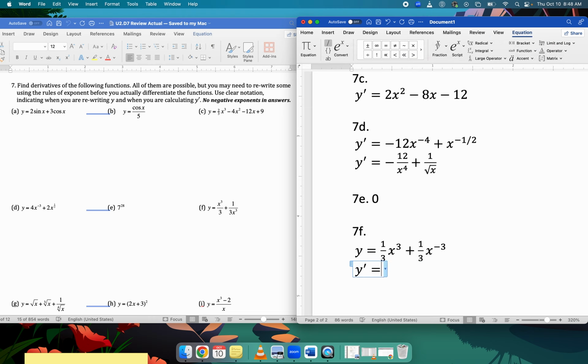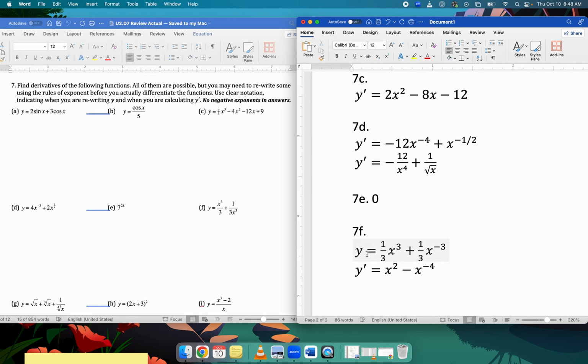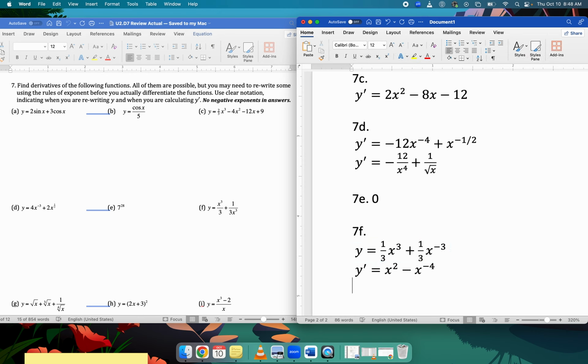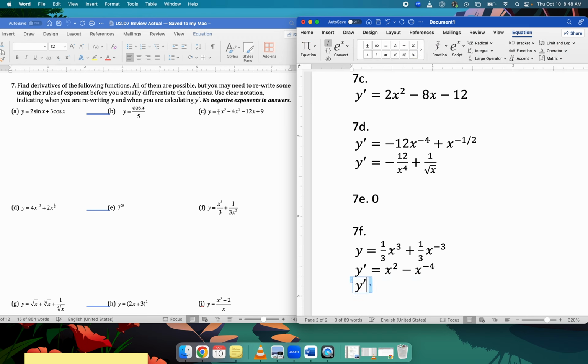So that's rewriting the original function. Now I'm ready to take the derivative. I get x squared minus x to the negative 4. Right? Again, notice, when I rewrite the original function, I'm calling that y. Only when I actually take the derivative is that y prime. Okay, and now I'm going to rewrite the derivative.